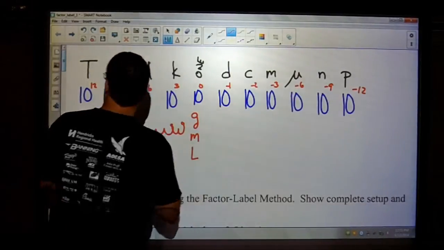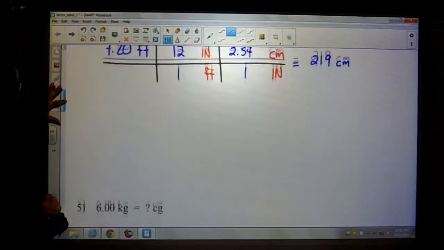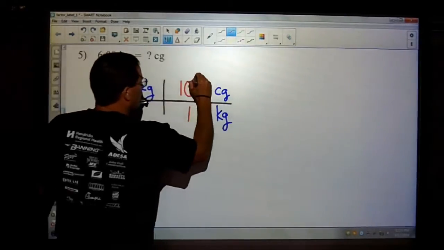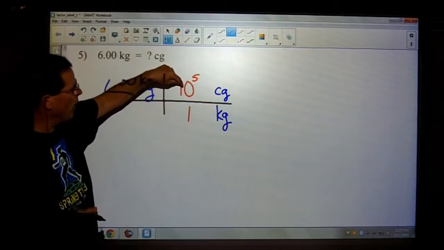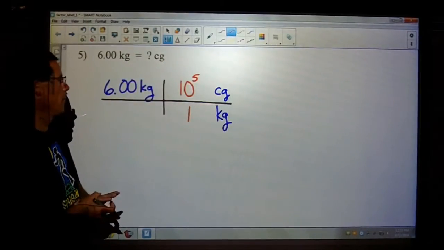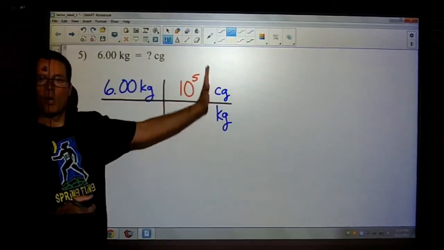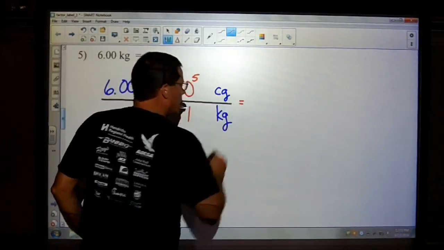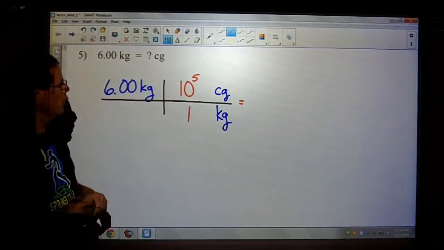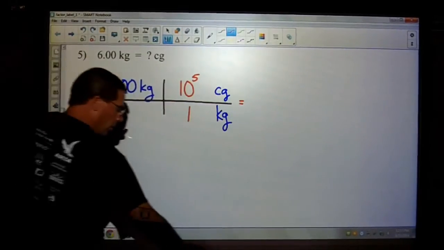more there. So that means that there is 10 to the 5, or 100,000, you don't need to know that. There's 10 to the 5 centigrams for every kilogram. This is an equivalent, or a conversion, a metric conversion. So once we have that, let's let our calculator do some work here. Here's how I would type this in on my calculator.